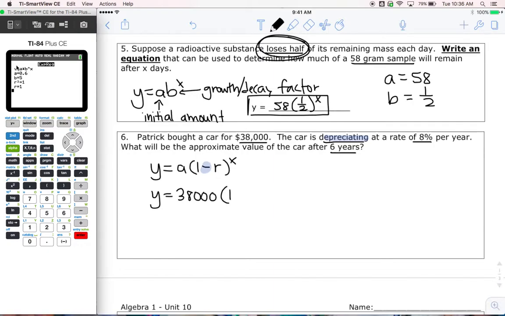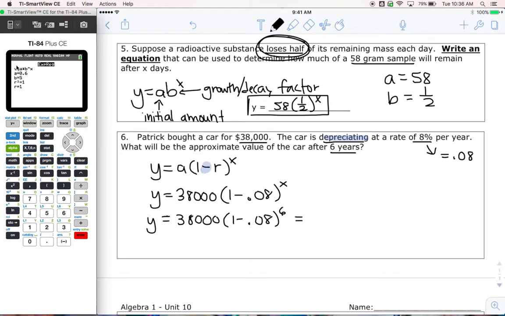We keep the 1 minus, but r, 8%, is equal to 0.08, right? We move that decimal place 2 times and get 0.08. So 1 minus 0.08 to the power of x. Now in this case, it actually wants us to calculate something. So after 6 years, all we got to do is plug in a 6 for x, right? 6 years, plug in a 6 for x.